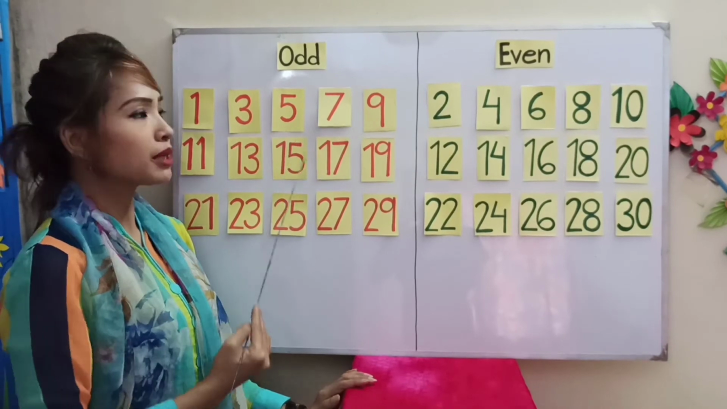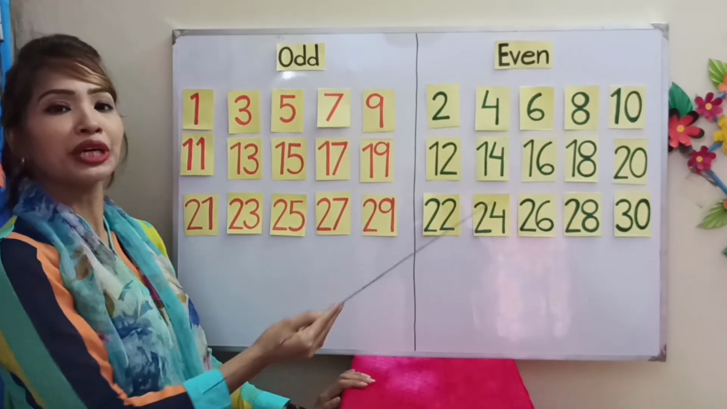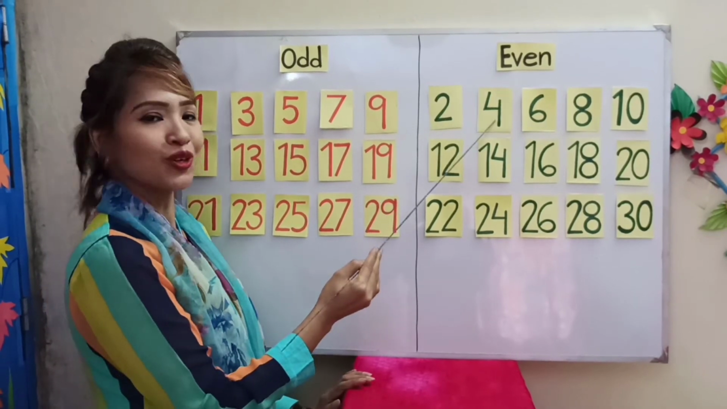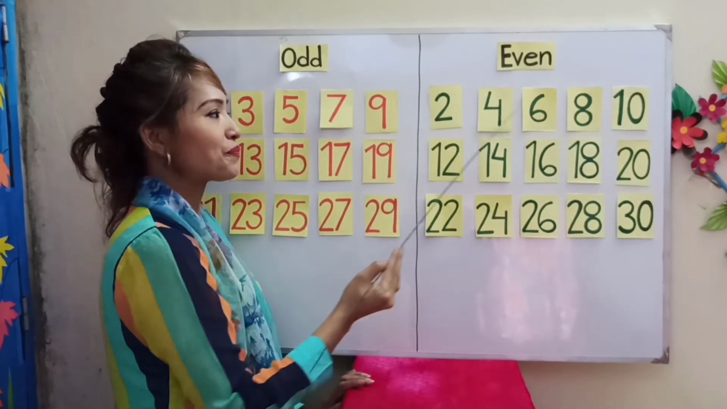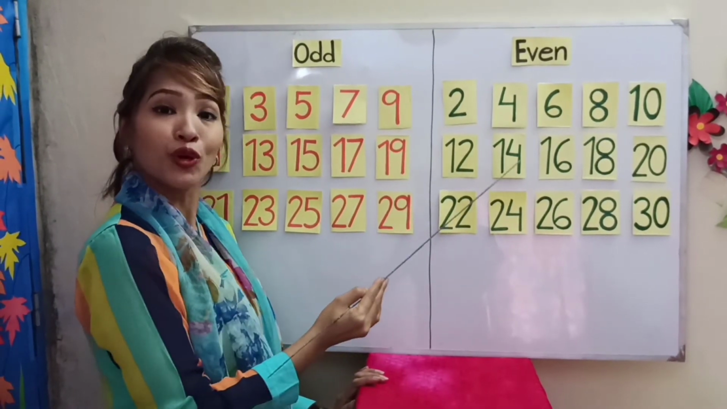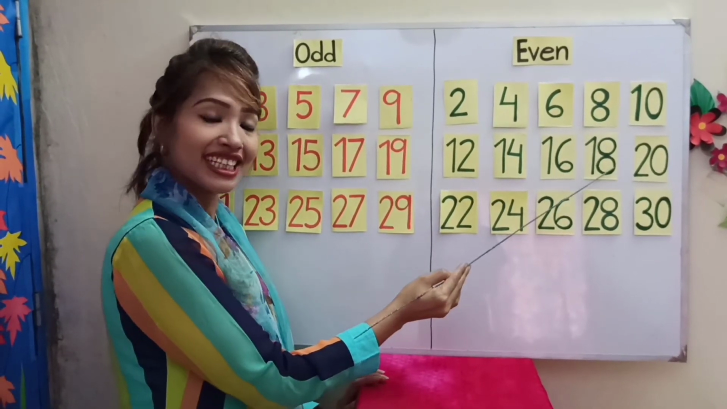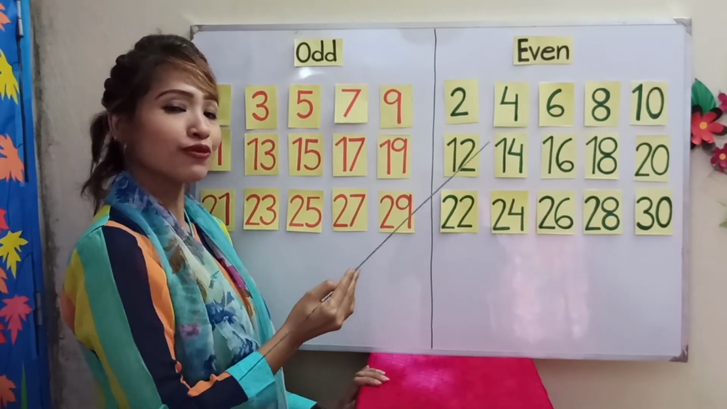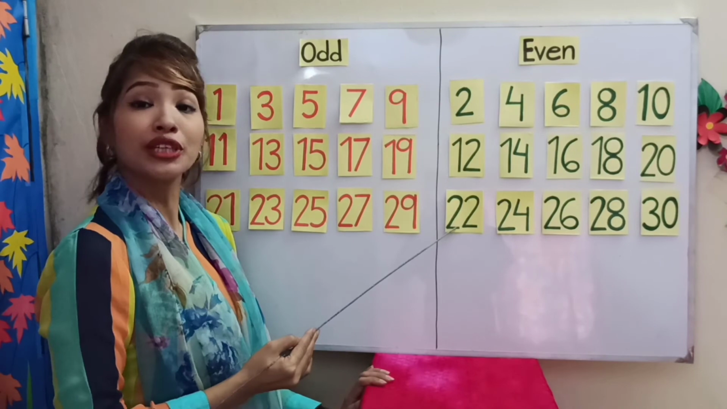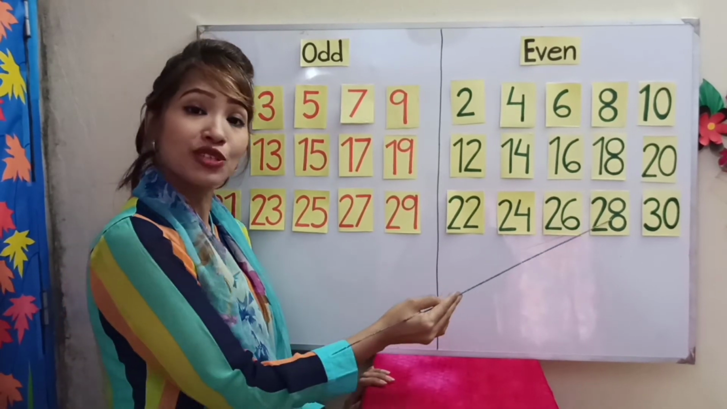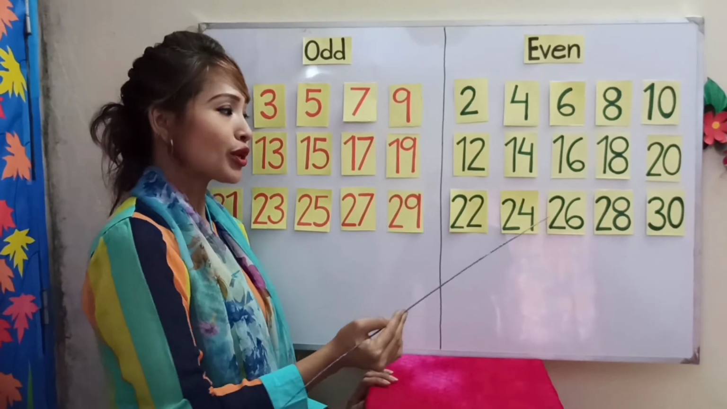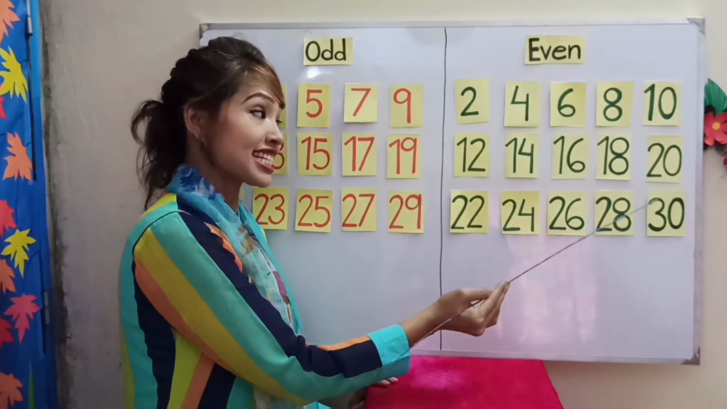We are done with odd numbers. Now let's come on with the even numbers. Let's start 2 together. 2, 4, 6, 8, 10. 12, 14, 16, 18, 20. 22, 24, 26, 28, 30.